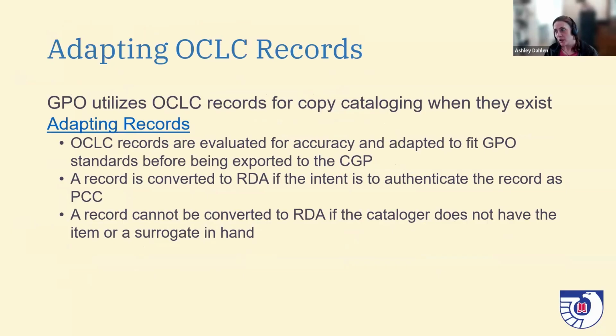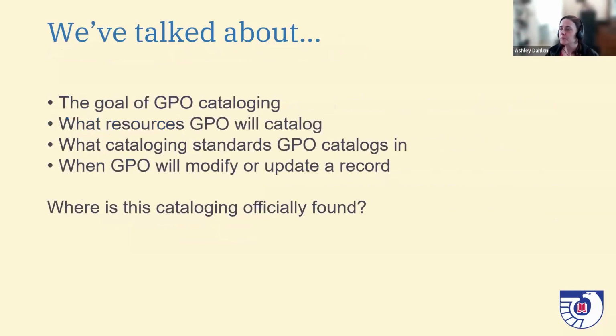We will convert a record to the RDA standard if we intend to authenticate that record as PCC level, which is kind of like the highest level you can catalog at. But do keep in mind that we can't convert a record to RDA if we don't actually have the item in our hand or a surrogate in our hand, which makes it a little bit difficult because as you can see, we're teleworkers and we also at GPO don't have a library. So it makes it a little bit difficult sometimes to get our hands on surrogates.